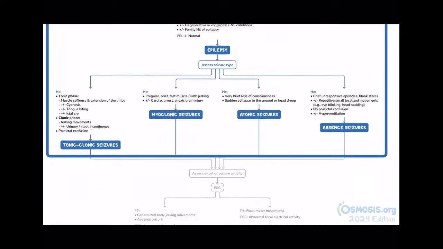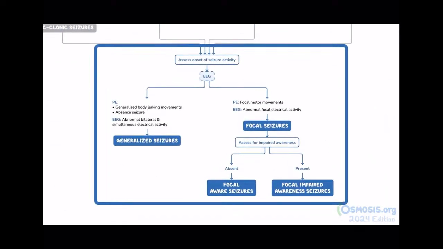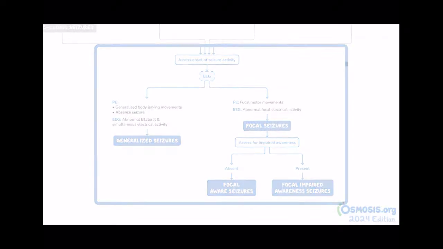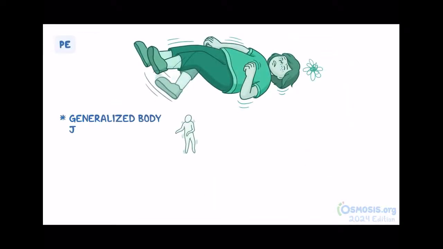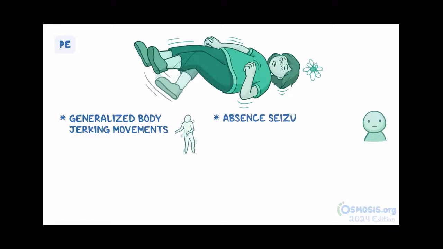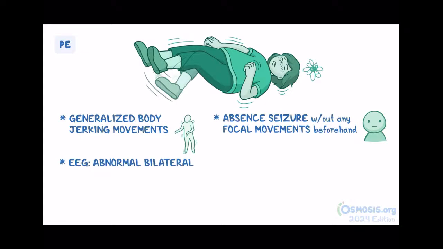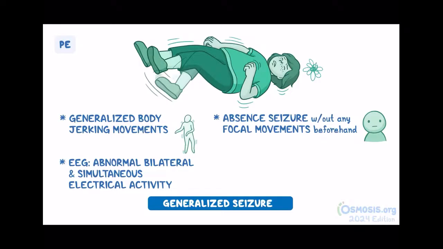Once you determine the specific type of seizure, the next step is to assess the onset of seizure activity. You can do this by clinically witnessing a seizure or by ordering EEG. Clinically, you might see generalized body jerking movements or an absence seizure without any focal movements beforehand. Similarly, if the EEG reveals abnormal bilateral and simultaneous electrical activity, diagnose generalized seizures. All patients with generalized seizures will have a loss of consciousness.